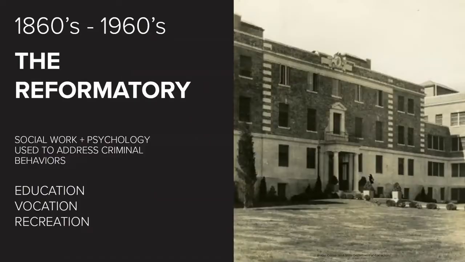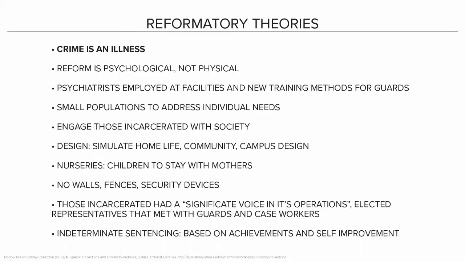Seeing the failures of reducing criminal behaviors and the negative mental impact on those incarcerated through the use of the penitentiary, reformists in the 1860s sought new theories of reform through social work and psychology. They used education, vocation, and recreation as the basis for the reformatory. Ideas of the reformatory included crime is an illness, so punishment is no longer going to reform criminal behaviors. Psychology and sociology come into play.